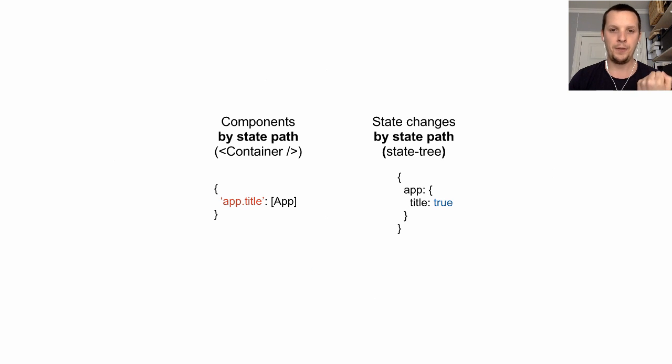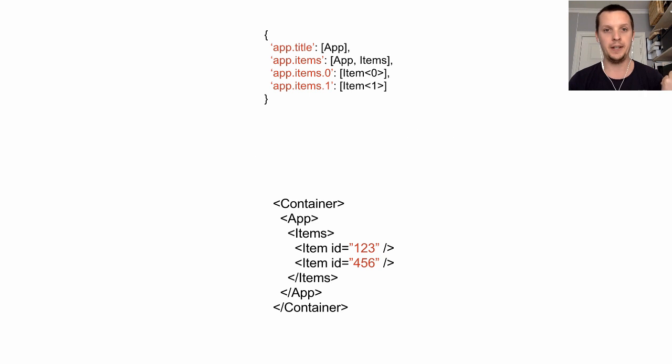Now, the thing is that if we compare these two objects we have: inside the container, we have all the state paths related to components, and from the state tree, we get all the state paths that have been affected. So we can use the state paths that have been affected and traverse them, and then we can figure out what components we actually have to render.